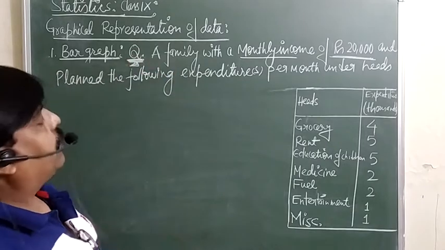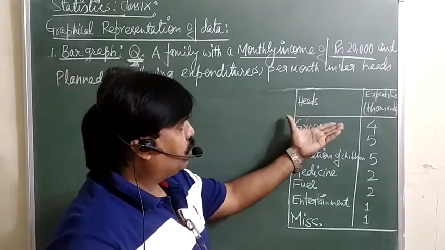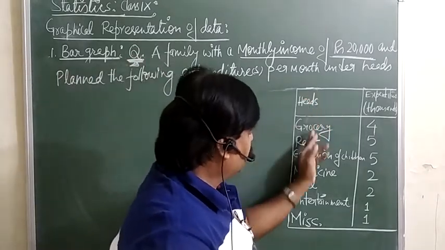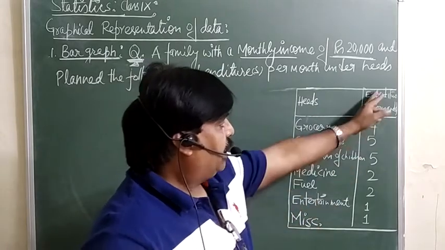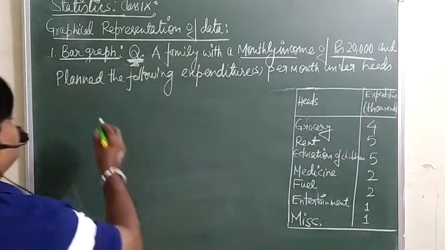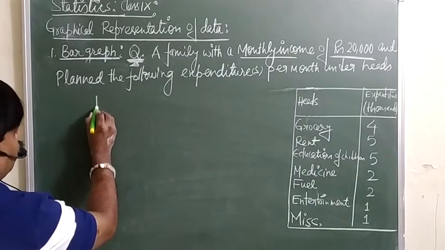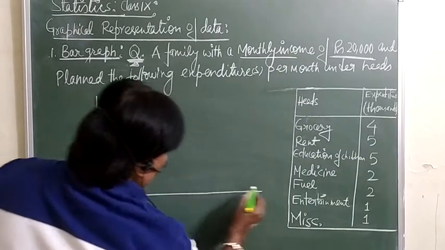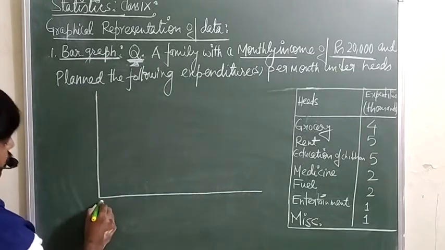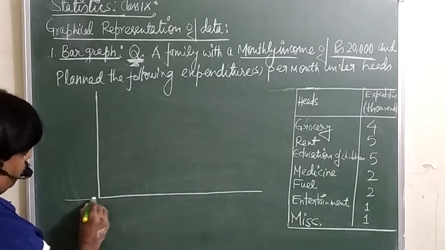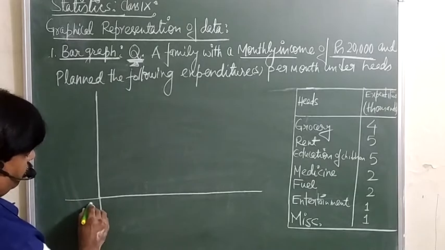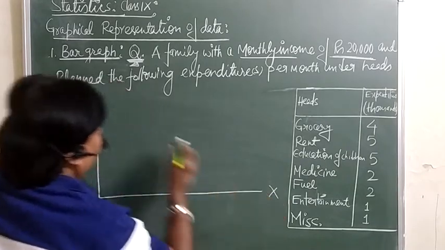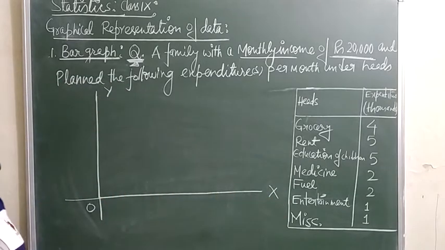Now we want to draw the bar graph. See what we will do. These heads we are supposed to take on the x-axis, and this expenditure we will take on the y-axis. So you are supposed to draw one horizontal and one vertical line. For your own convenience, you can say this is your origin O, this is your x-axis and this is your y-axis.